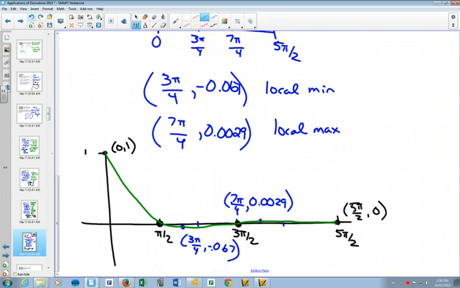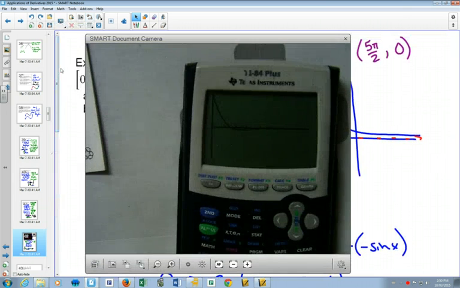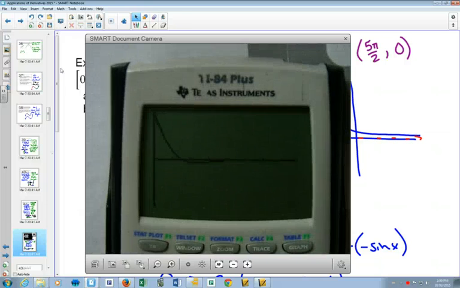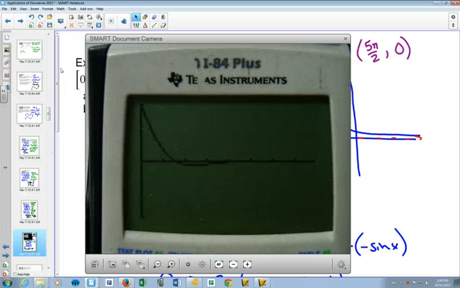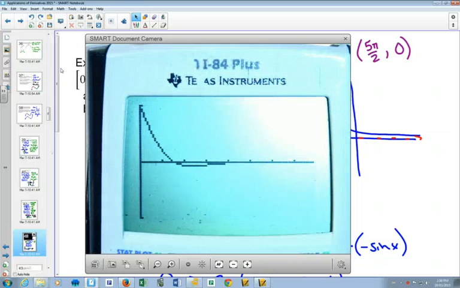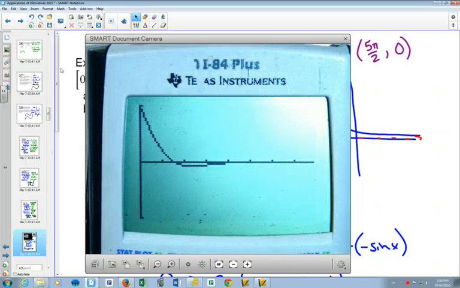If you tried to graph this on your graphing calculator from 0 to 5 pi over 2, you would probably see just sort of a straight line, unless you zoom in. Here's the right window. We'll take a picture of this. You can hardly see anything there, especially with the darkness of the screen. But if I turn the light on, then it's too bright. No, that's not bad. You can see the little minimum here.